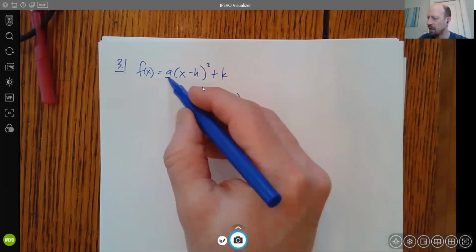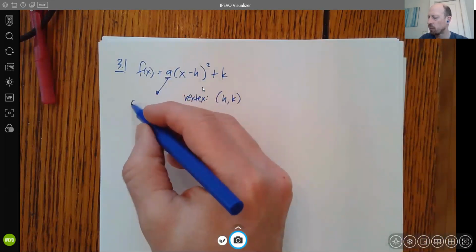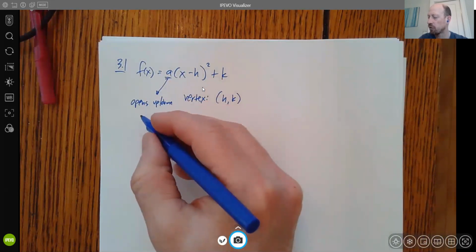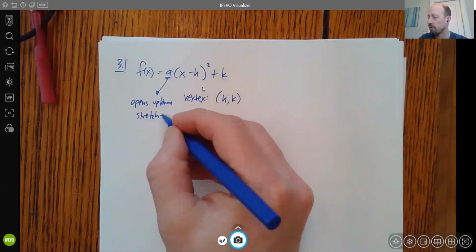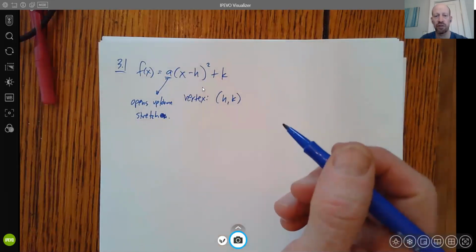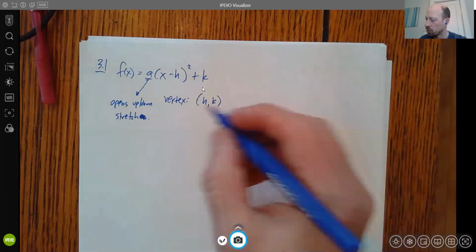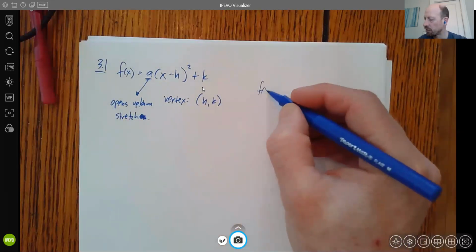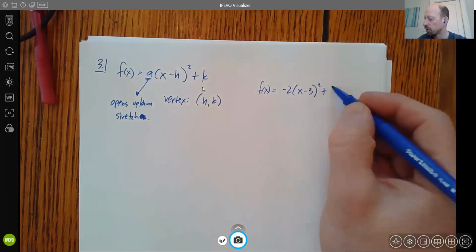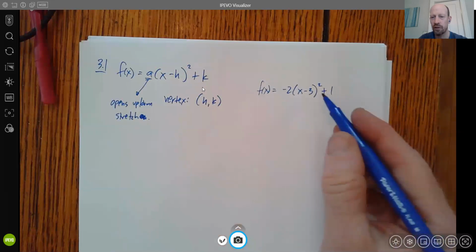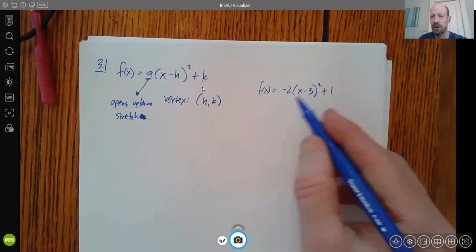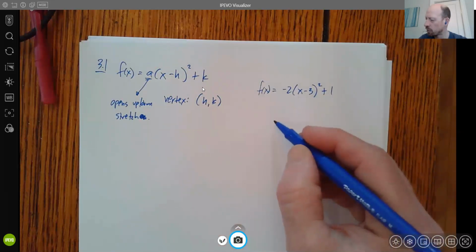And then the a determines whether it opens up or down. And it also lets us know if we have any vertical stretch or compression. So for example, if you see f(x) = -2(x - 3)^2 + 1, I look at that, I know that's a quadratic because of the x squared that I'm going to get. It's written in the standard form or vertex form.